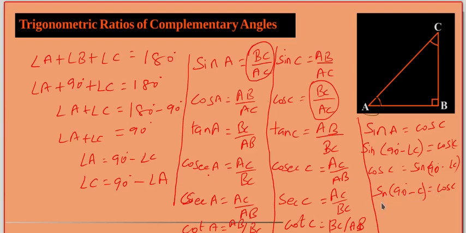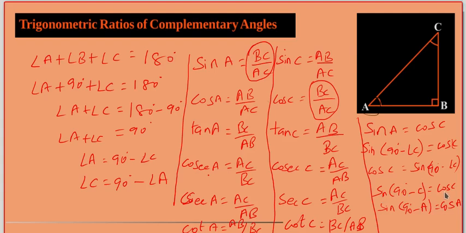So in this case, sin of 90 minus A, we will get cos A. Sin of 90 minus C, we will get cos C. For sin of the complementary angle, we will get cos of that angle. So for sin, the complementary angle will be cos.